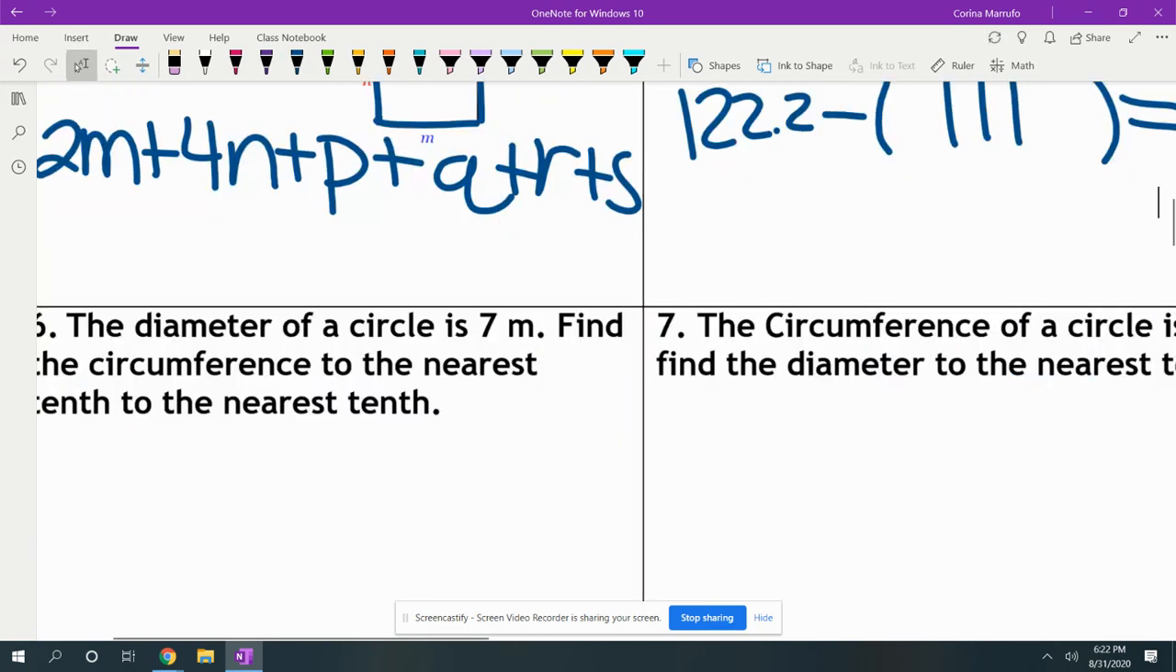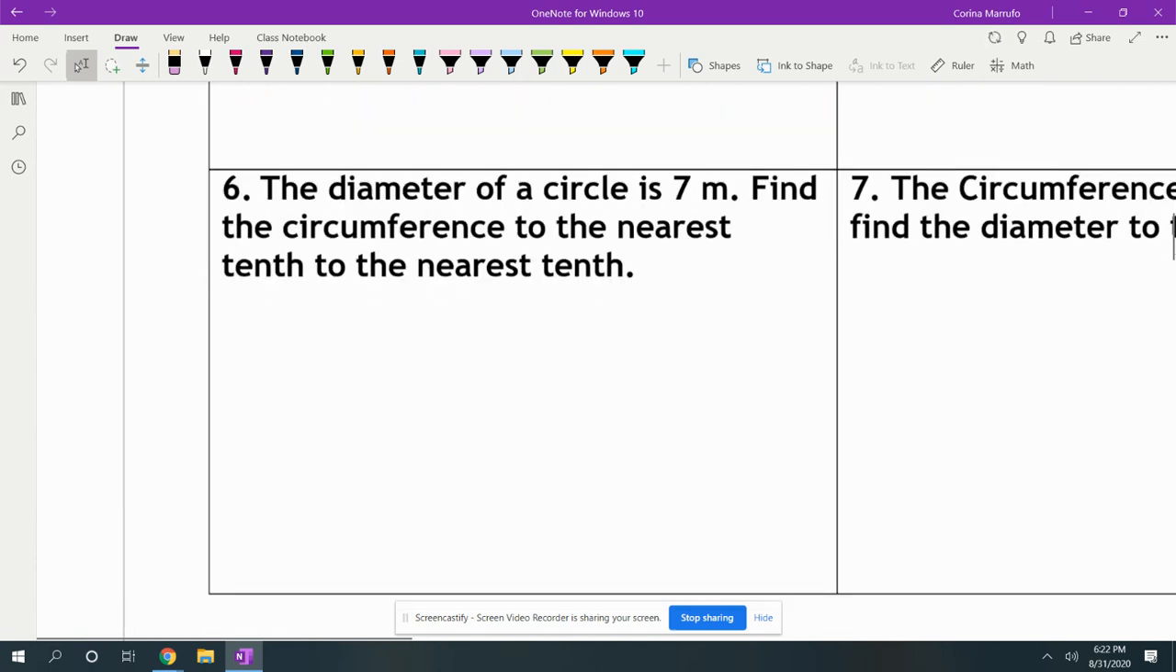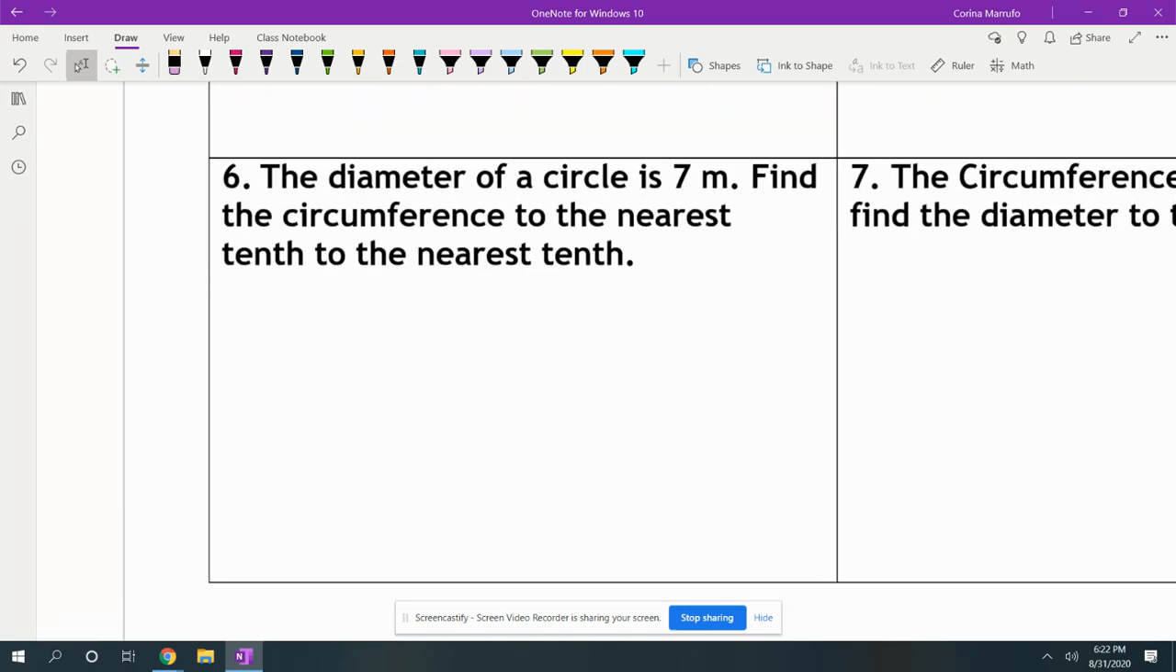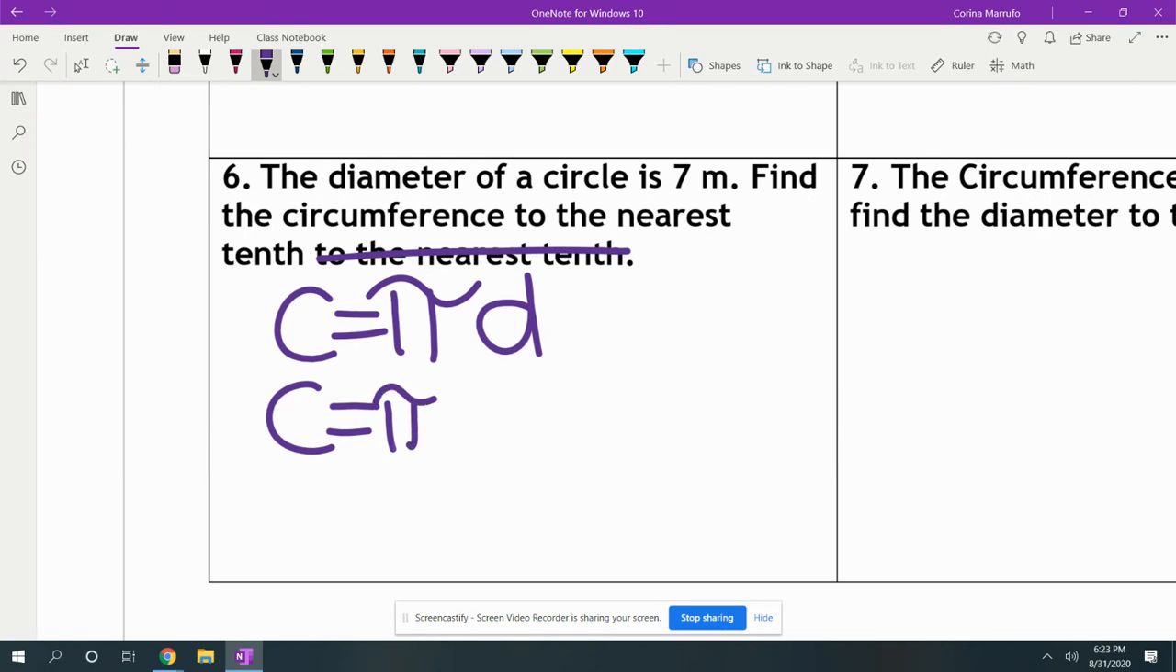All right. The next one, it says the diameter of a circle is 7 meters. Find the circumference to the nearest tenth. I think this came out twice. Sorry about that. So to the nearest tenth. For the circumference, your formula is pi d if they give you the diameter. So we're going to do circumference equals pi times 7.